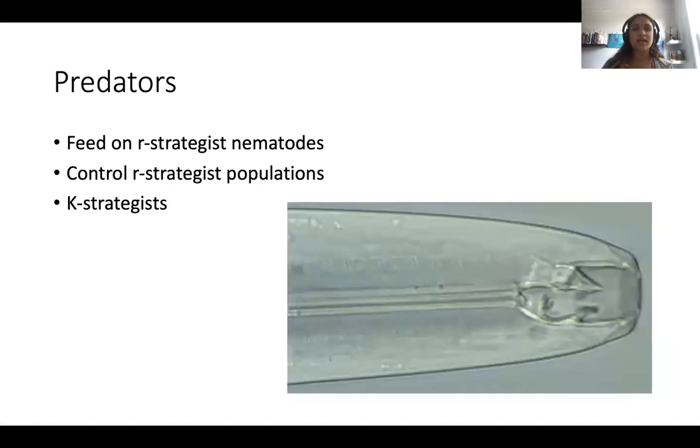Additionally, nematodes can be predators, and these predators feed on our strategist nematodes, and they also control the populations of our strategist nematodes, which is called top-down soil food web control. And they are these K strategists that do not reproduce very much throughout a year. They take care of their offspring. They're also typically larger nematodes, and they're really sensitive to disturbance within a soil environment.